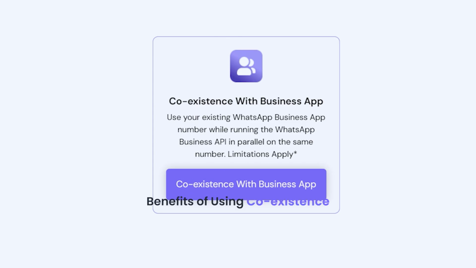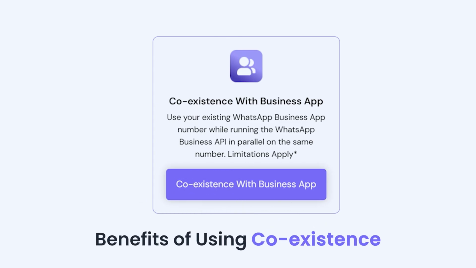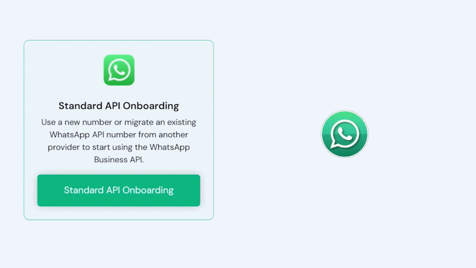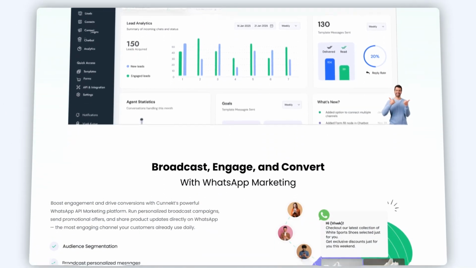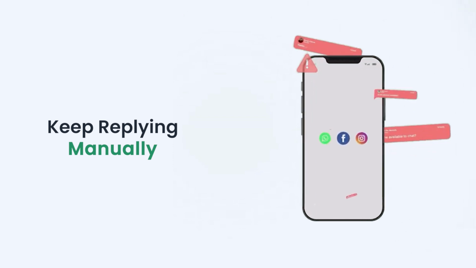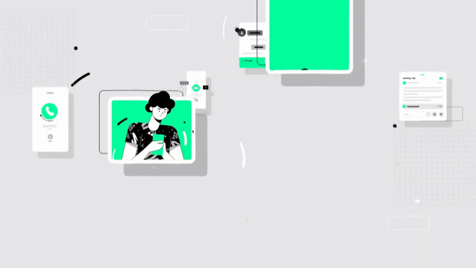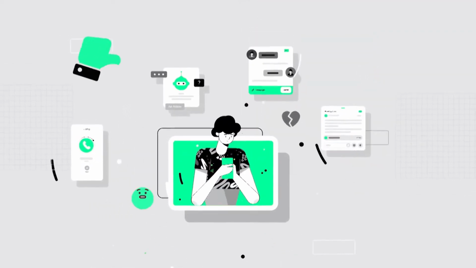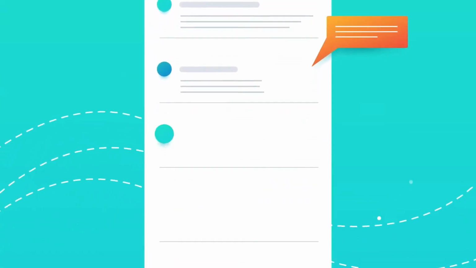Let's talk about the benefits of using Coexistence, starting with the most practical reason. With Standard onboarding, if your number is already on the Business app, you delete that account before moving to the API. That means losing your chat history. Second, the Business app and Cunnekt run on the same number at the same time. Your team does not have to stop using the app. They keep replying manually the way they always have. Third, even after the 24-hour window closes on API, your team can still reply through the WhatsApp Business app at no cost.